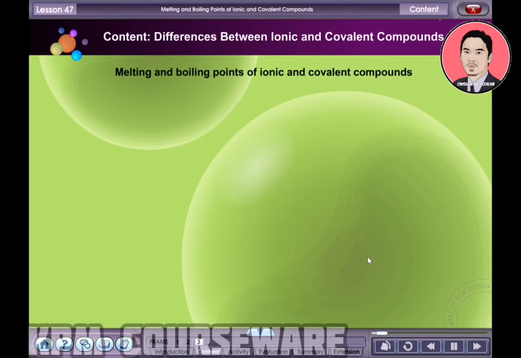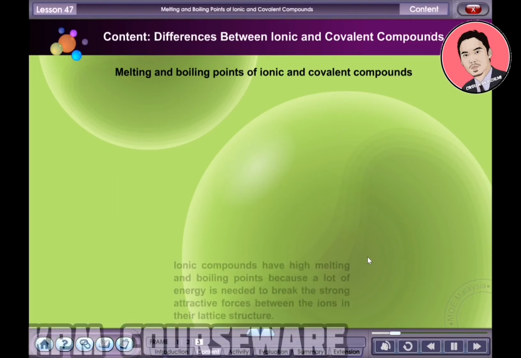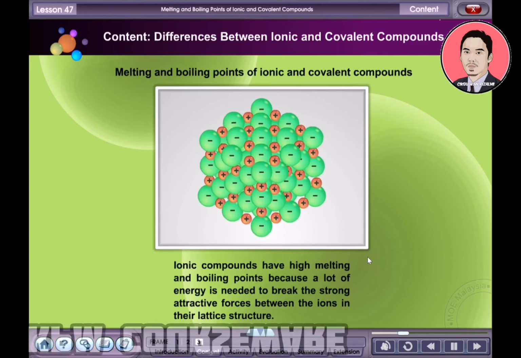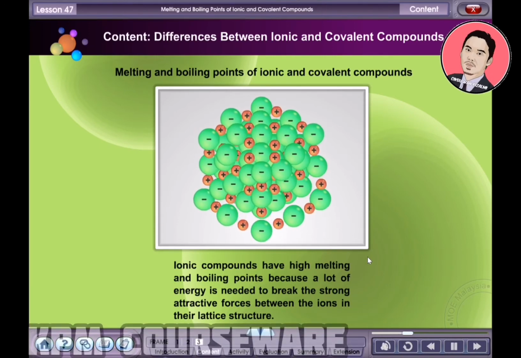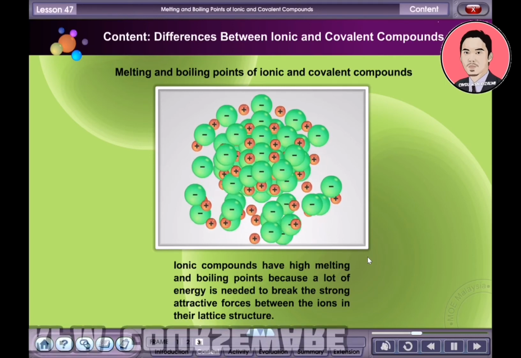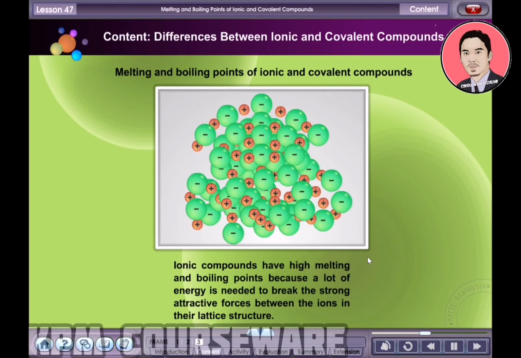The explanation for the differences in melting and boiling points of ionic and covalent compounds is: when an ionic compound melts or boils, it is the attractive forces between the ions which are broken. A lot of energy is needed to make this happen, so ionic substances have high melting and boiling points.